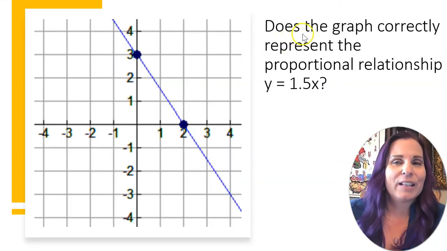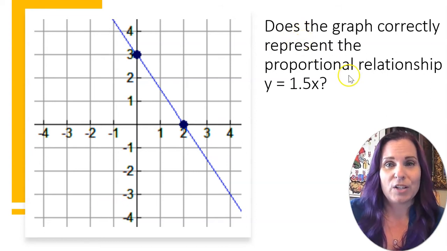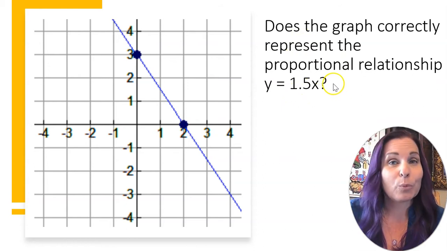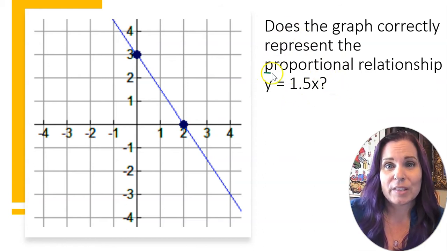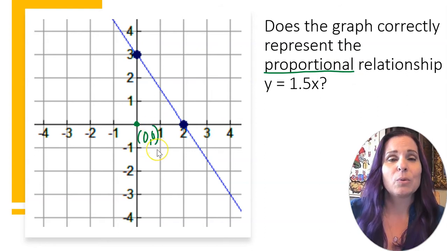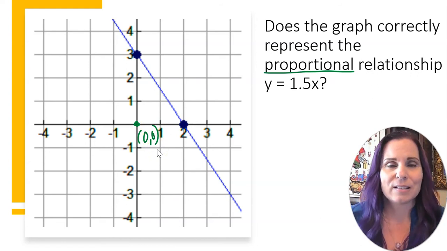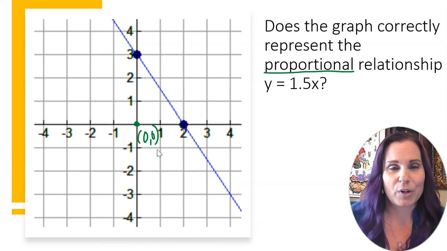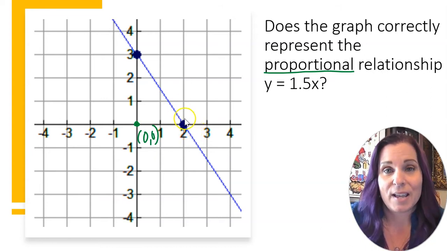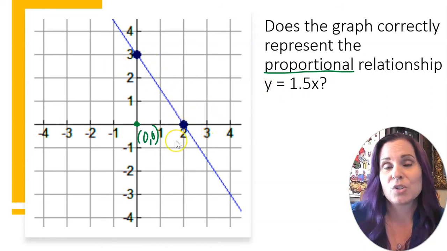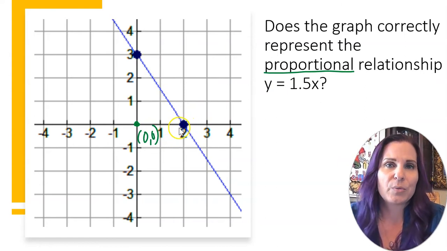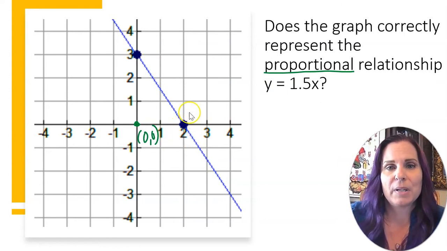Does the graph correctly represent the proportional relationship y equals 1.5x? All right off the bat, I know that this graph is not proportional because it does not go through 0, 0. Remember, in order to be proportional, it has to go through 0, 0. But let's say it did, and we're still not sure if it's the right graph or not. So anytime you want to test to see if an equation matches a graph, you can pick a point from the graph. So I'm going to pick this point.